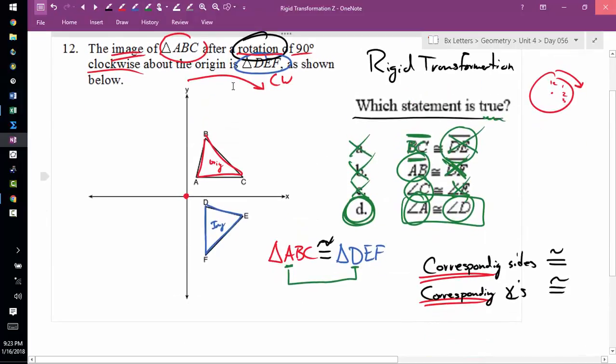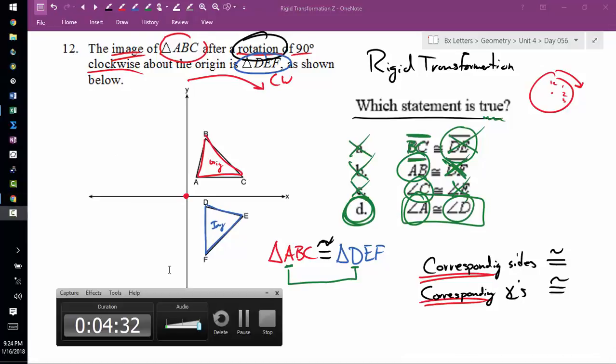So to kind of recap, whenever they talk about transformations and they're rigid, meaning they're either translation, rotation, or reflection, you kind of want to look at the congruent statement if they're going to ask you something like this, like what pieces are congruent. I'll see you in the last problem.